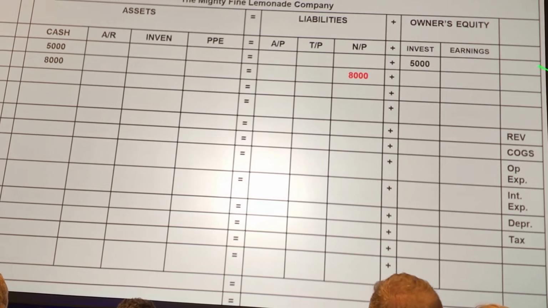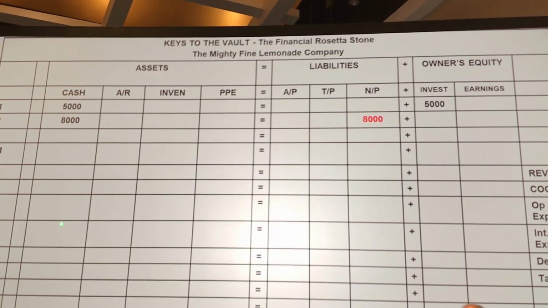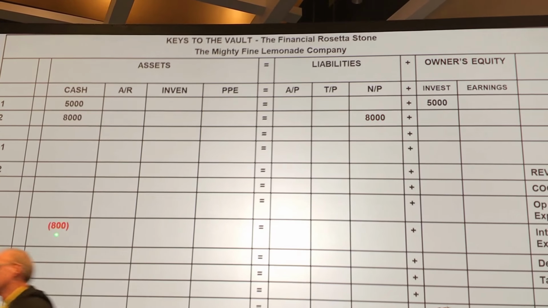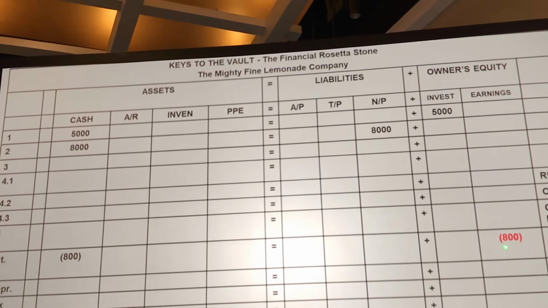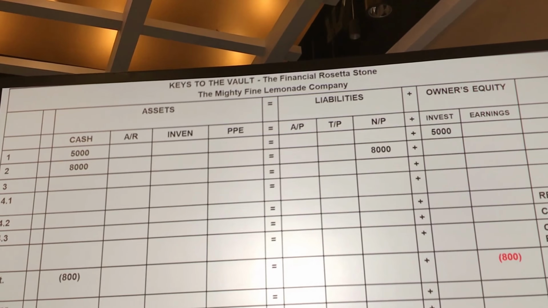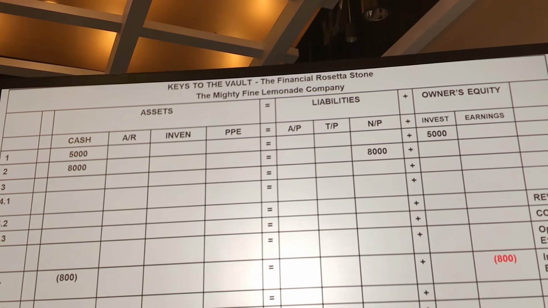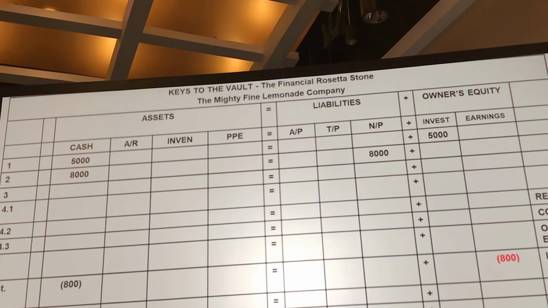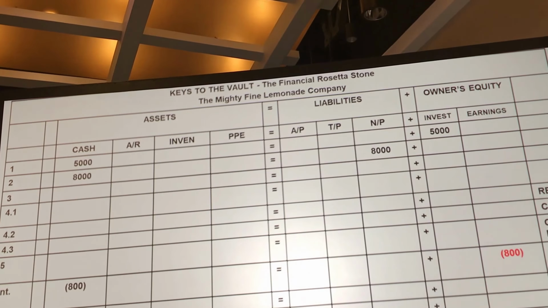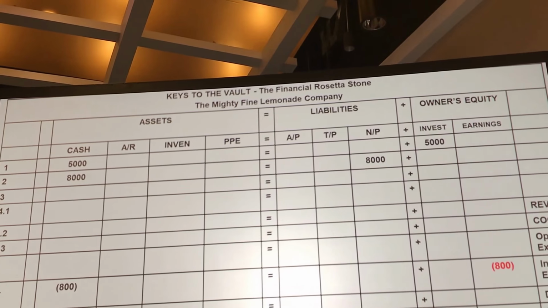Here's the answer I got, by the way. Watch right here. I think my cash just went down by 800 and my earnings just went down by 800. I think that's what happened. There's one more part to this transaction. And that is, we're going to repay 4,000 of the loan.